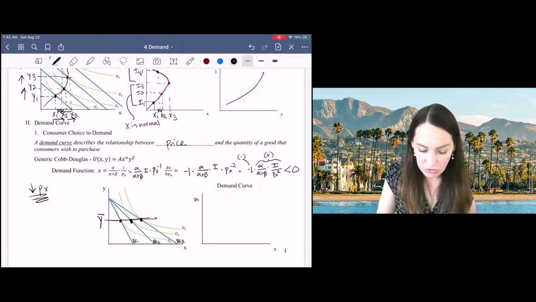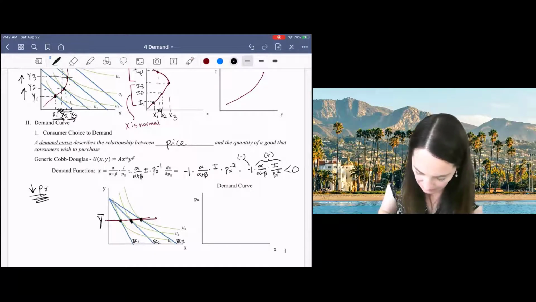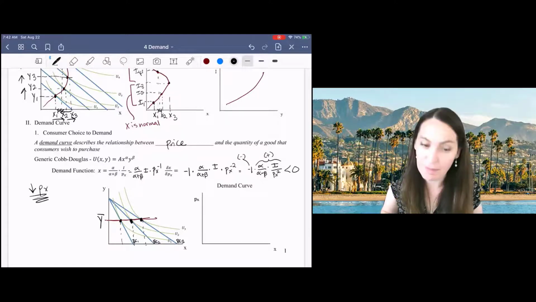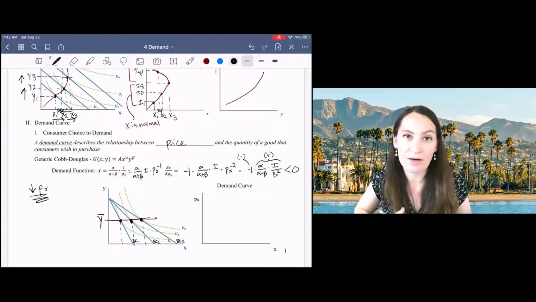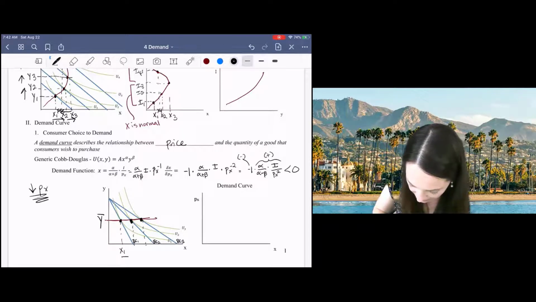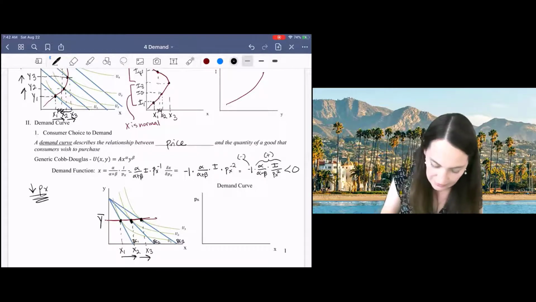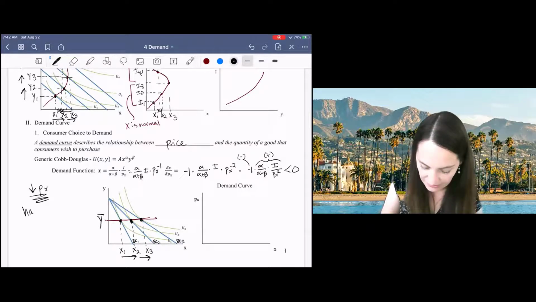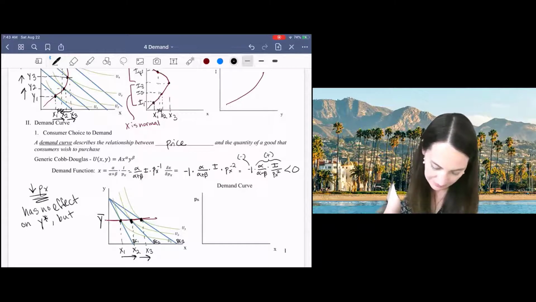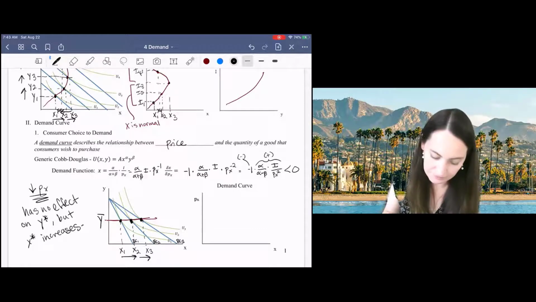And what happens to consumption of X as the price decreases? My budget constraint shifts out, becoming flatter along the x-axis, and my consumption of X increases. So the change in the price of X has no effect on the optimal consumption of Y, but consumption of X increases.